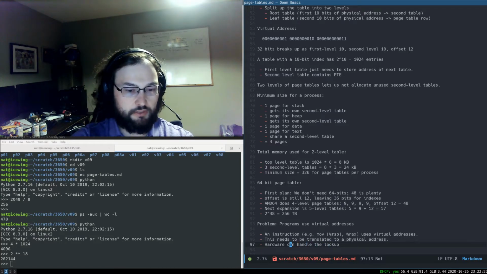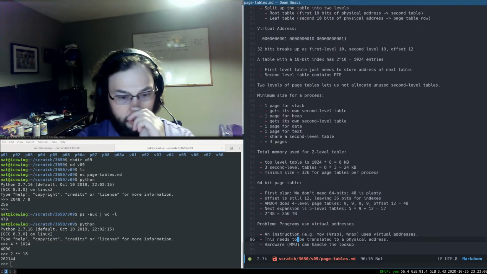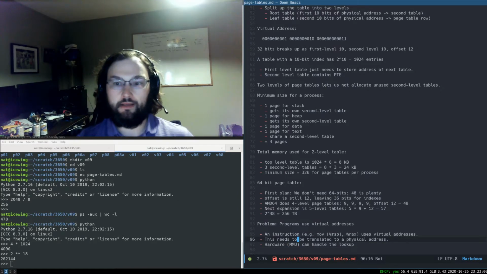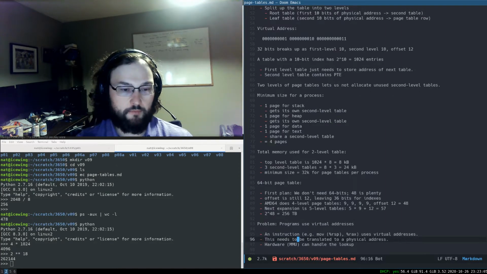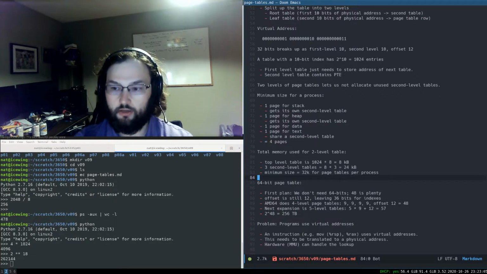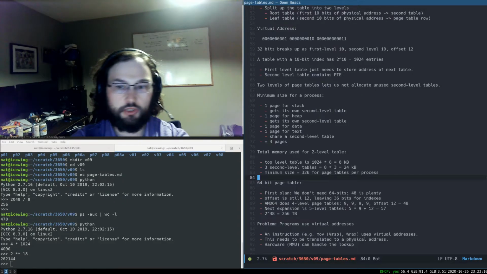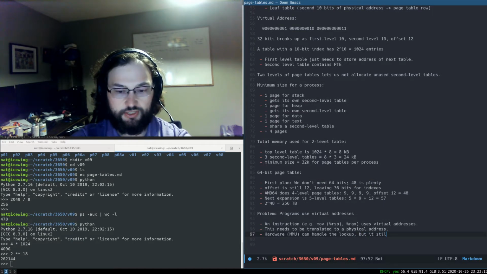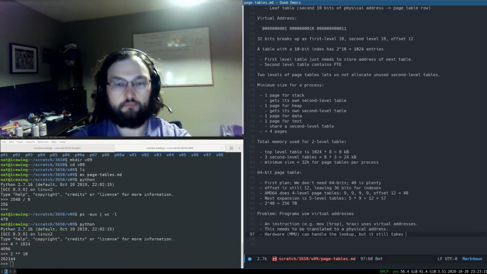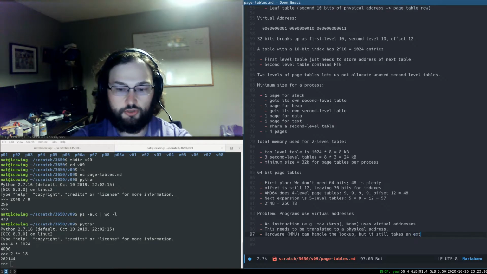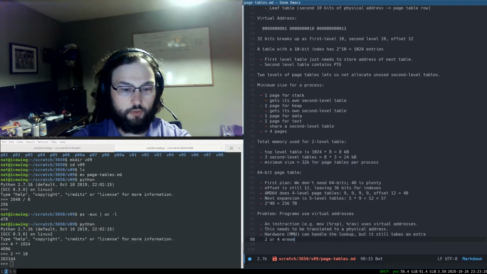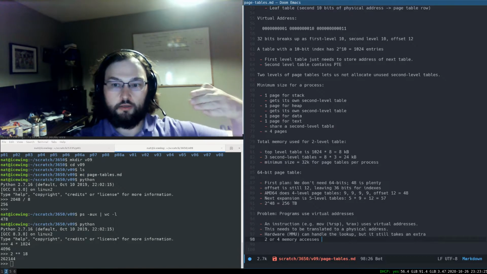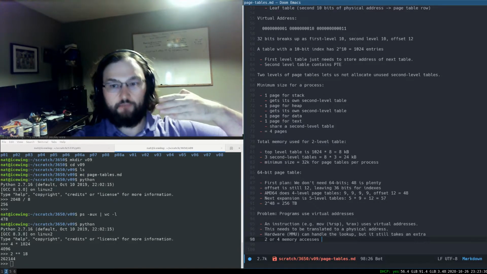So hardware can handle this lookup. Modern processors have an MMU, which can do this translation. Intel and then AMD specified the format of the multi-level page tables, so the hardware can do the traversal of the data structure to do the map lookup. But it still takes an extra 2 or 4 memory accesses to get the data.